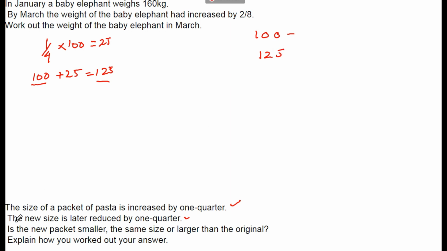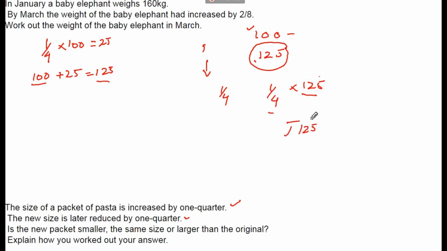Okay, now what they are saying in the second part, the new size is later reduced. First it was increased and now it has been decreased. So from where will you decrease? From the new size. Okay, the original was 100. After increasing it became 125. Now it is going to reduce again. How much? By 1/4. That means again we have to find 1/4 of 125 now. That means we need to divide 125 by 4.